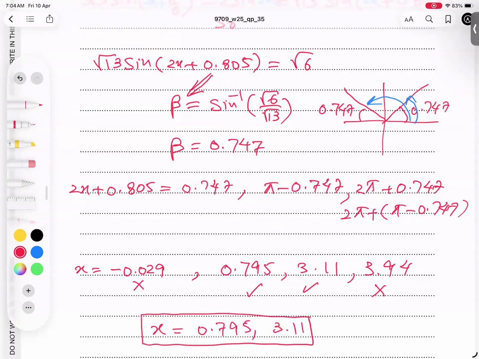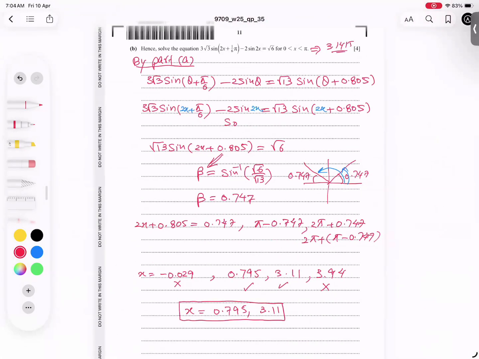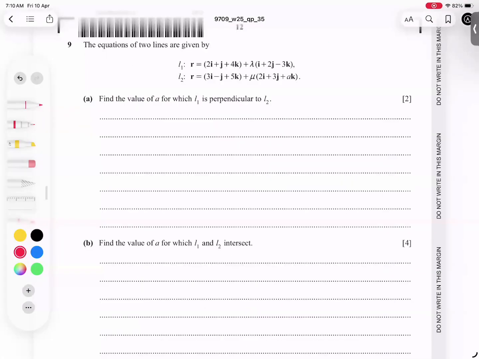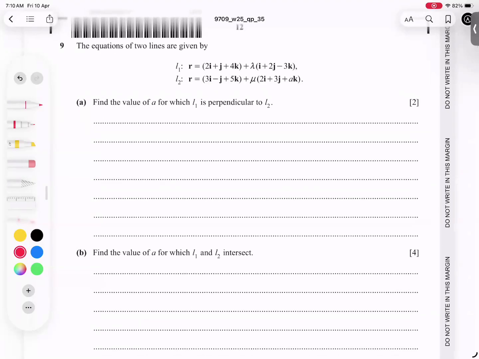I hope the concept of the question is completely clear. Question number 9, students, we have. It has given two lines, you can see line L1, line L2. And he mentioned to find A if they are perpendicular. So now, students, we know the criteria.